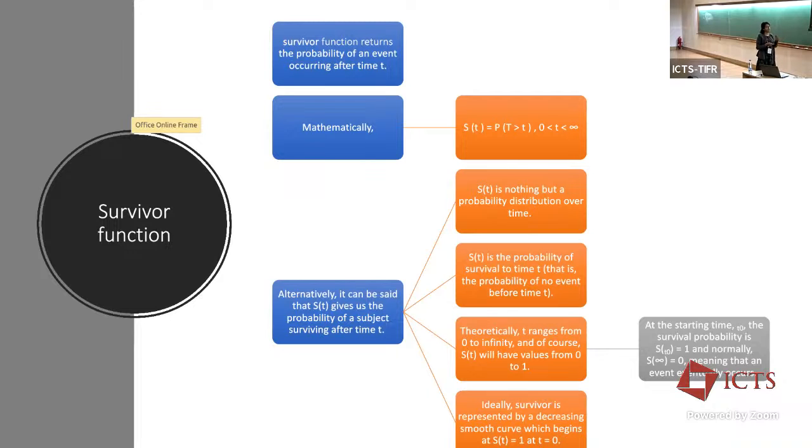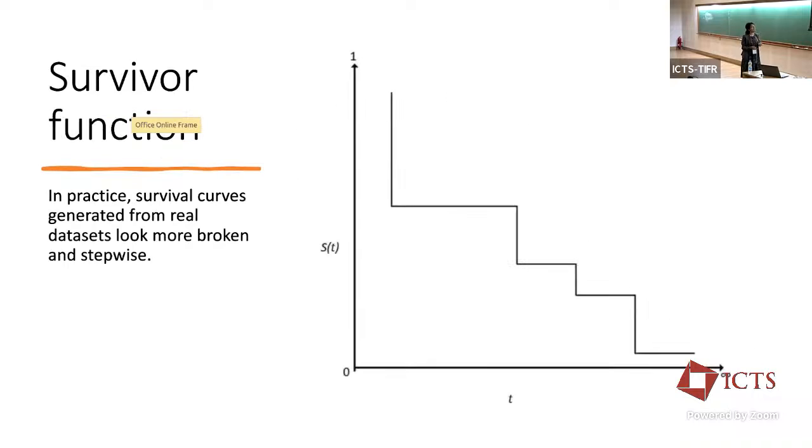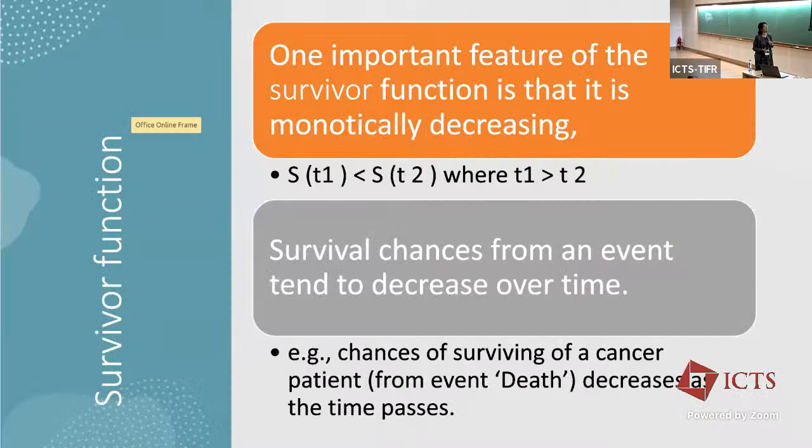Ideally, a survival function is represented by a decreasing smooth curve, which begins at S(t) equal to 1 at time T equal to 0. So in theory, it looks like this. But in practice, it will look something like this. In practice, the curves generated from real data sets look more broken and stepwise. So the more patients you have, the more participants you have in your study, it will look smoother. But when you have fewer, it's going to look broken like this. So that is the survival function.